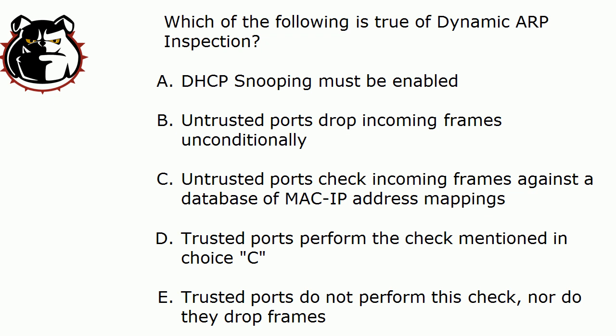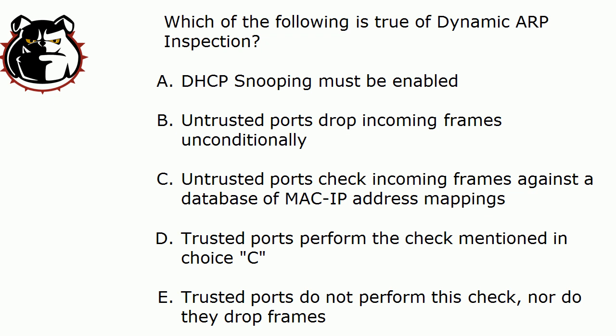A, DHCP snooping must be enabled. B, untrusted ports drop frames unconditionally. C, untrusted ports check incoming frames against a database of MAC to IP address mappings. D, trusted ports perform the check mentioned in choice C. And E, trusted ports do not perform this check, nor do they drop frames. So a lot going on here. If you want to take a minute or so to think about your answer, that's great. Go ahead and pause the video, but we're going to go ahead and dive in with the answers here.